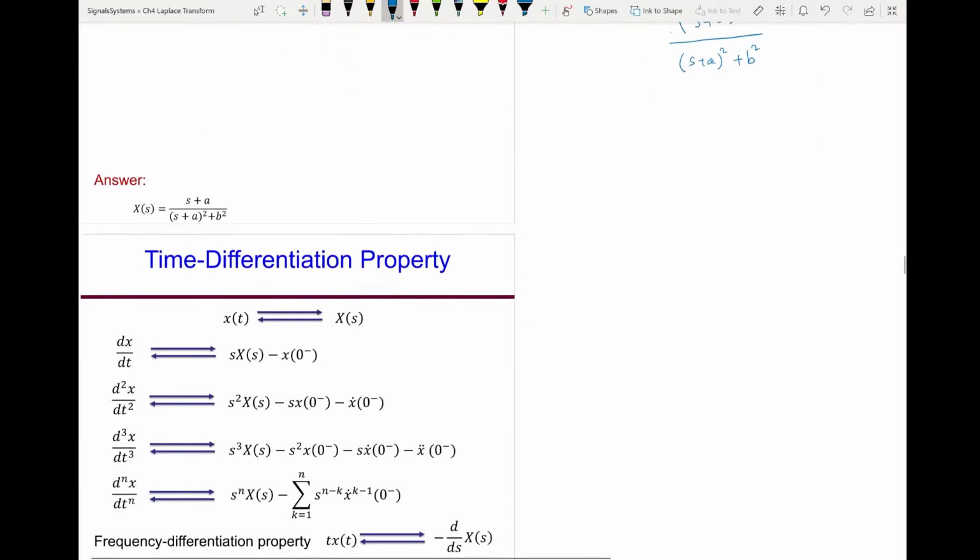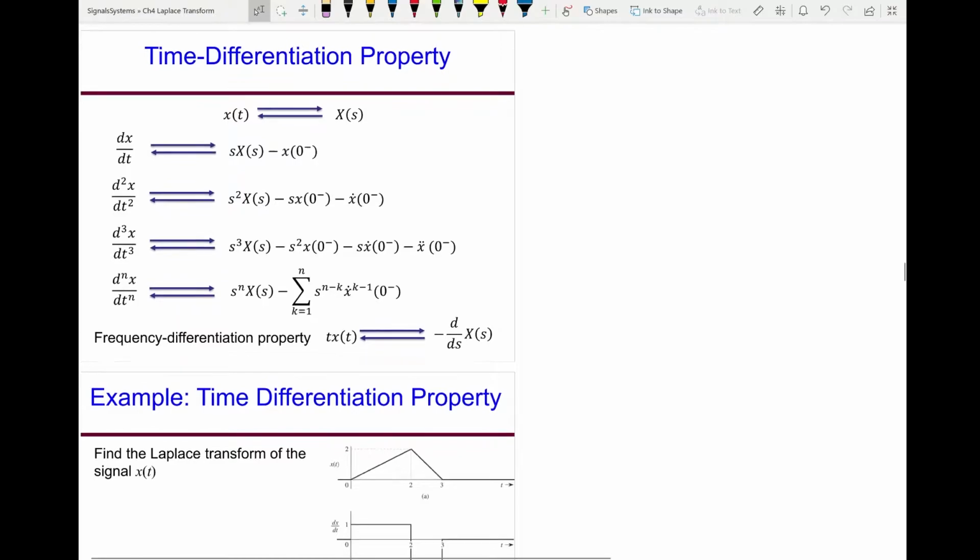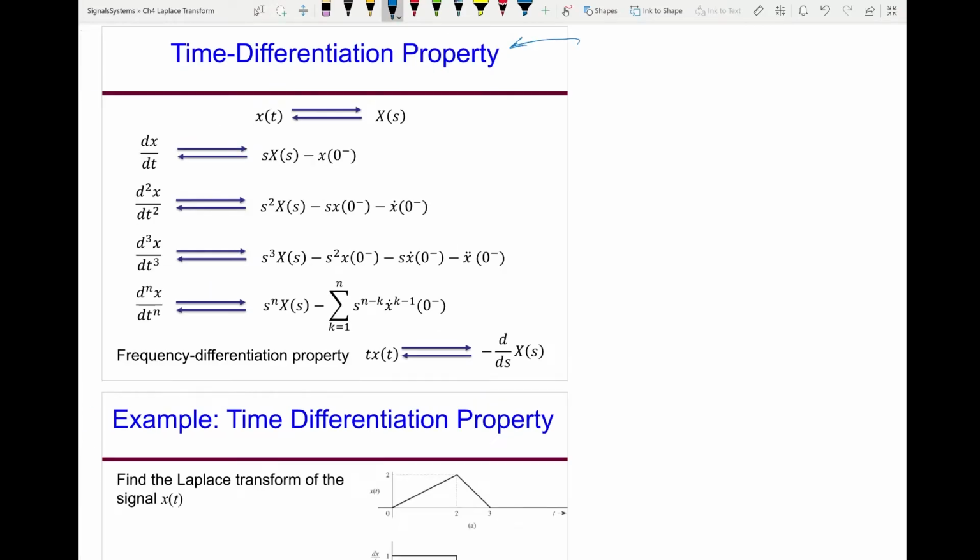Let's look at another important property, which is the time differentiation property. We use this property in solving differential equations of a system. So if I have a signal x of t and the Laplace transform is x of s, now if you differentiate this signal in the time domain, then the Laplace transform of this signal will be exactly the same, multiplied by s, and subtract from it the initial value of the signal in the time domain, right before 0. You can think of it this way.